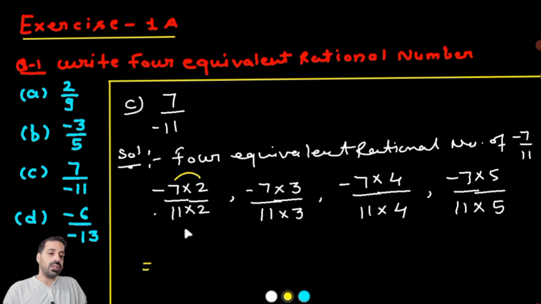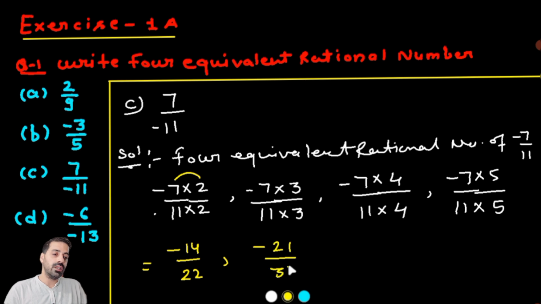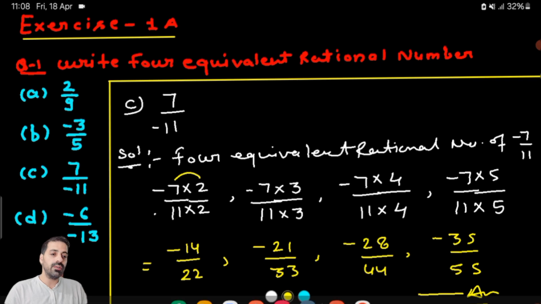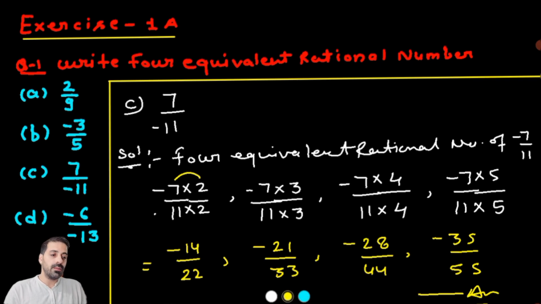7 twos are 14. So -14 upon 22 is the first equivalent rational number of 7 upon -11. Second, 7 threes are 21 and 11 threes are 33. Third one, 7 fours are 28, 11 fours are 44. Next, 7 fives are 35, 11 fives are 55, and this is the answer of this question. I hope you understand this question very well. Now move to the next question.